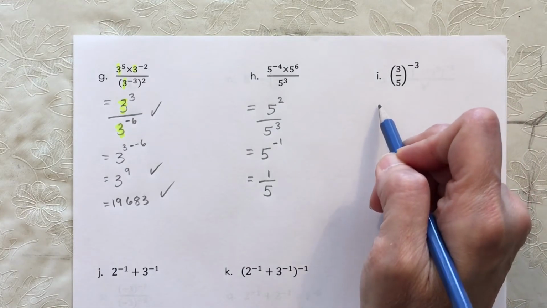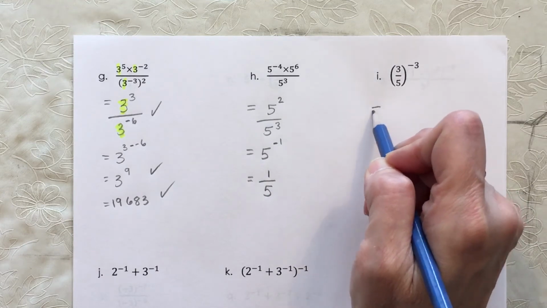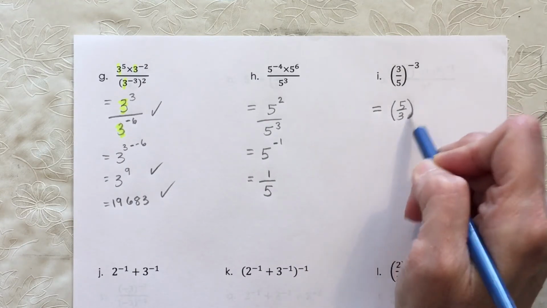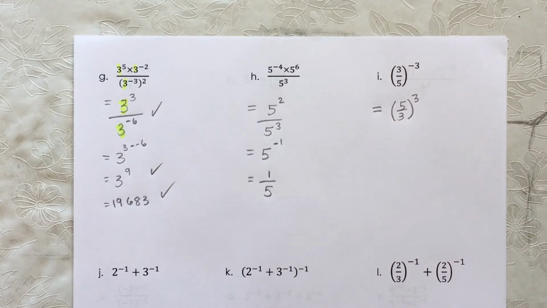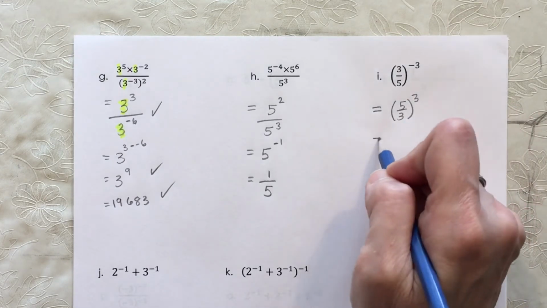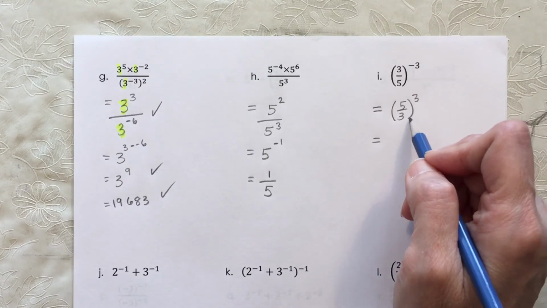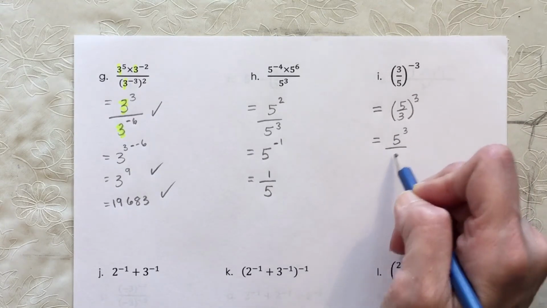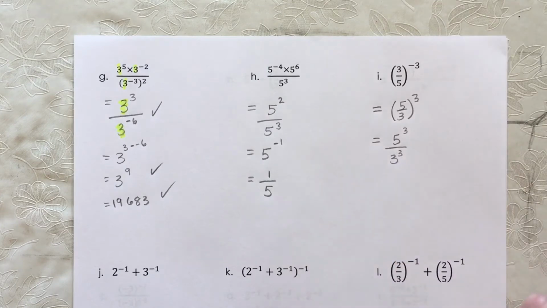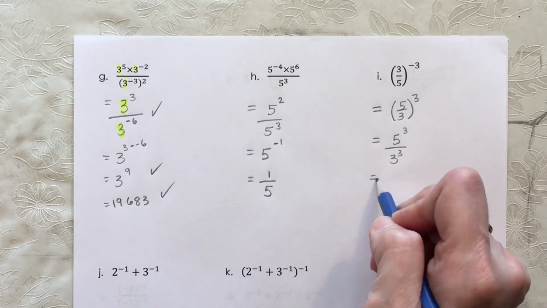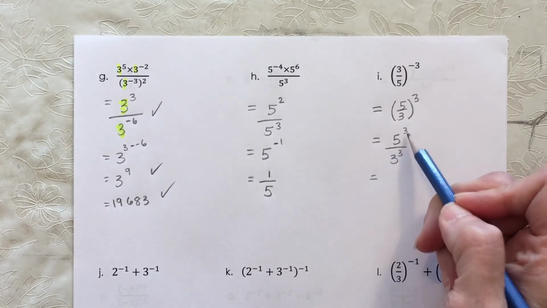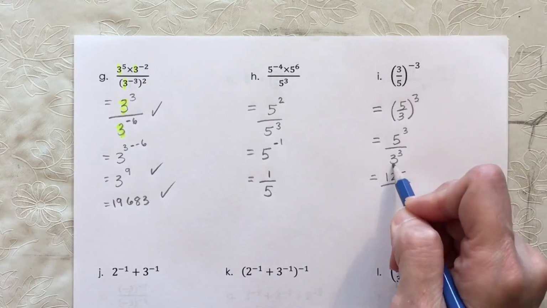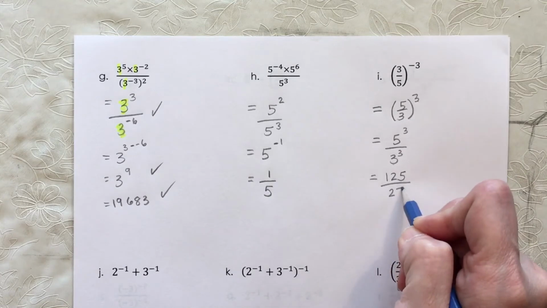3/5 to the negative 3, so we've got a fraction to a negative exponent, so we know to flip the base and make the exponent positive. Then we can use the rule where we have a fraction to an exponent. It's the numerator to that exponent over the denominator to that exponent. And then if we need to use our calculator, 5 to the power of 3 should be 125, and 3 to the power of 3 should be 27.